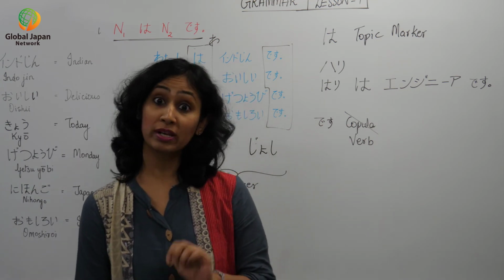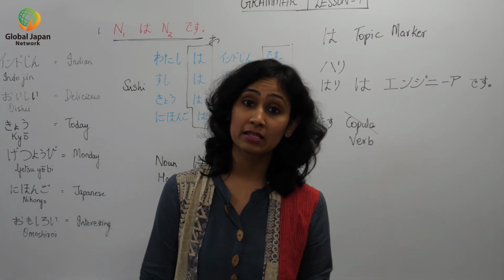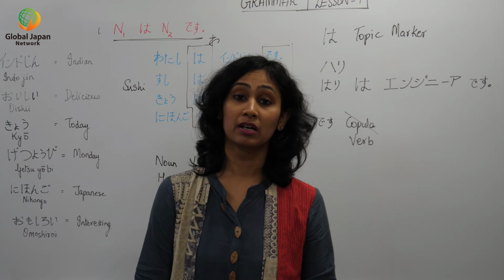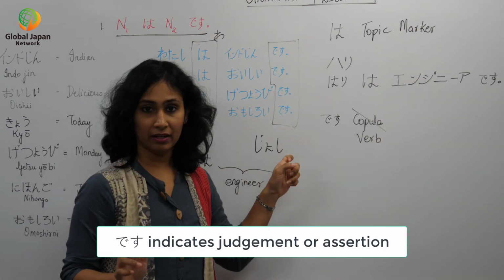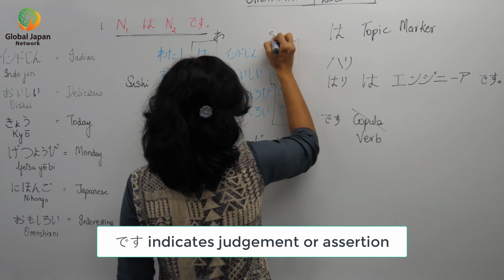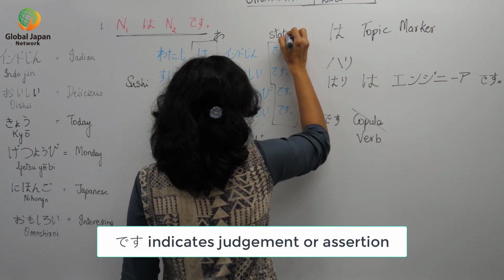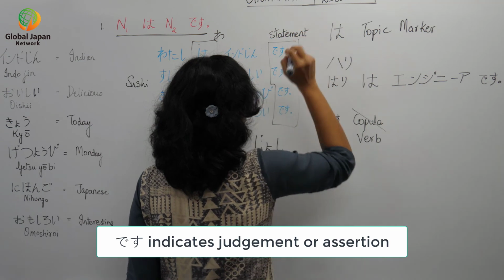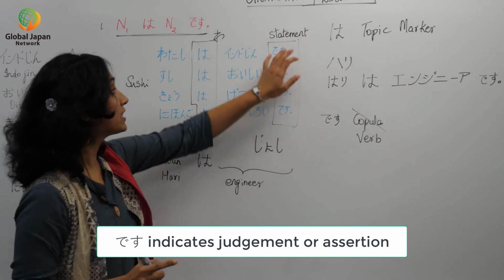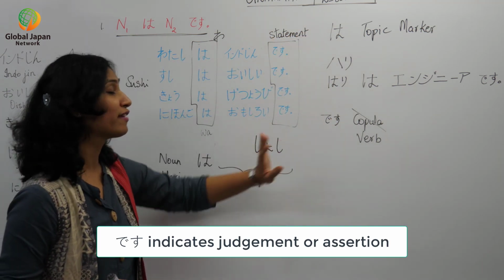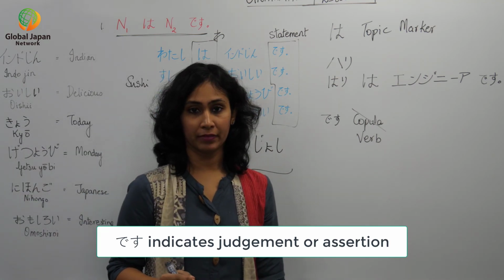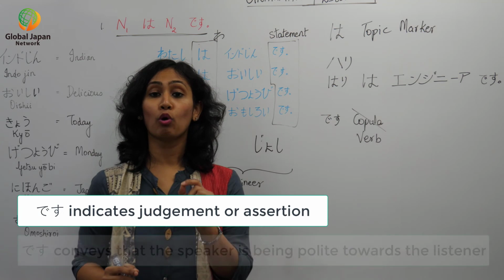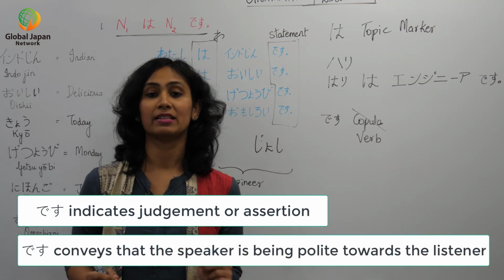Okay. So in every sentence, will there be this? Whether it's a question, whether it's a statement. If you write this at the end of the sentence, you can take it that this sentence is a statement. It's not a question, but a statement or an assertion of a fact. Second point. This is a polite form of a sentence in Japanese.